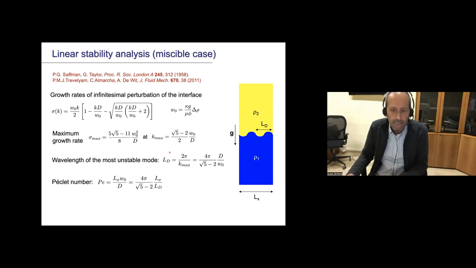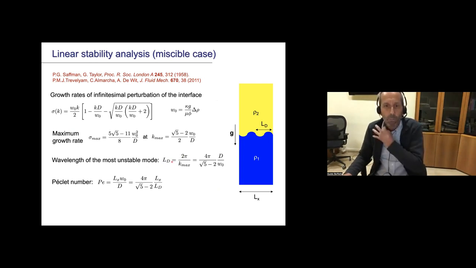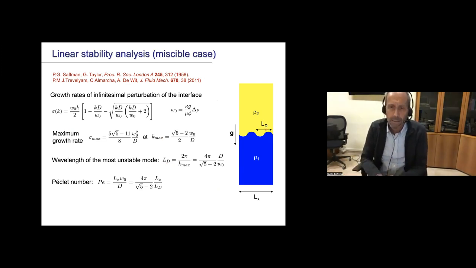I don't want to enter into the details, but the important point is that, as usual in this kind of analysis, there is a most unstable mode. So the LD represents the wavelength of the instability, the most unstable linear instability, and it will be used in the following.